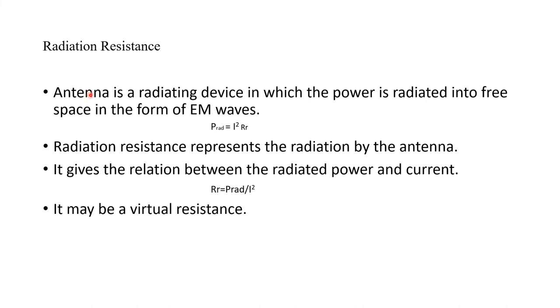So what is meant by radiation resistance? Antenna is a radiating device, as already told, in which the power is radiated into free space in the form of electromagnetic waves. We can calculate the power, which is equal to I square R_R. This R_R represents radiation resistance. It mainly represents the radiation by the antenna, and it gives the relation between the radiated power and current: R_R is equal to P radiation, the power radiated, divided by I square, where I represents current. It may be a virtual resistance. Virtual resistance means we are not physically connecting any resistor; we can imagine it, that virtually we have some resistor in free space. That is called virtual resistance.